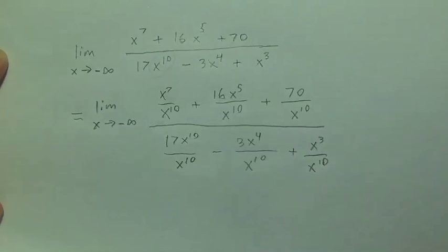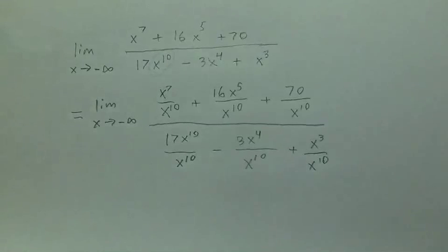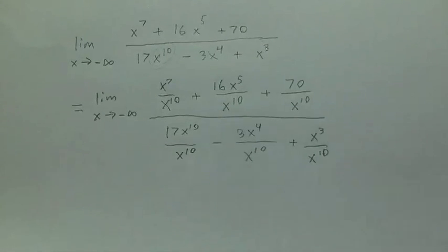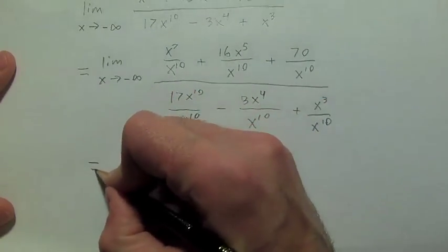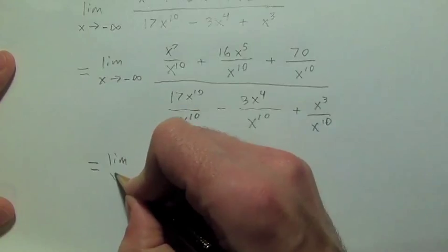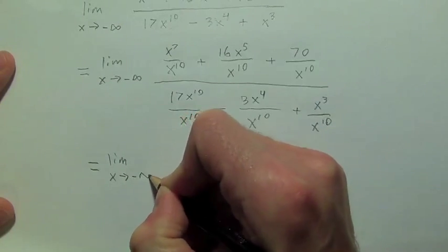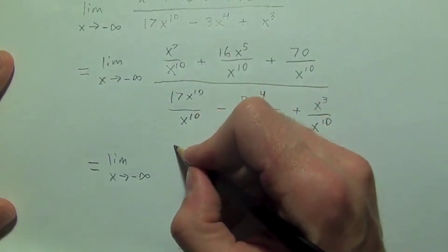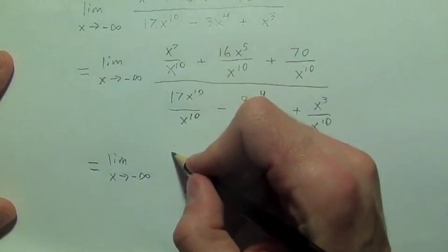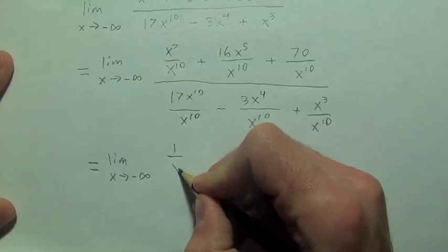Now, as you can see, this step is really tedious to write. You can actually skip to this very next step where you start simplifying things. If you want to do all this stuff in your head, I don't blame you if that's what you want to do, right? Because x to the 7th over x to the 10th will cancel to be 1 over x cubed.